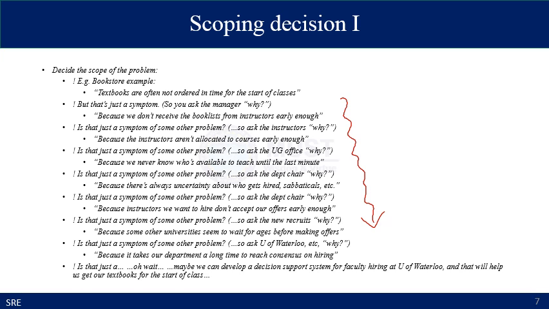And then you reach the conclusion that the problem is not with the bookstore system. The real problem in the environment is that you should develop a system that provides decision support for faculty hiring at the university, which will help to get the book orders in before the start of class.